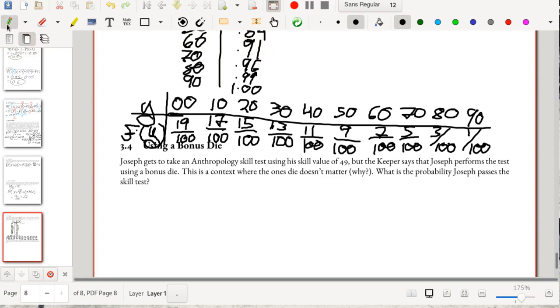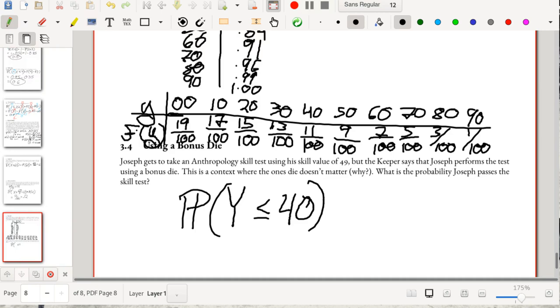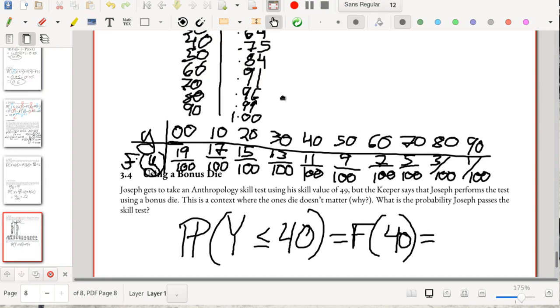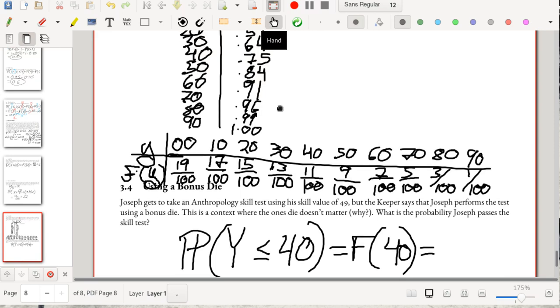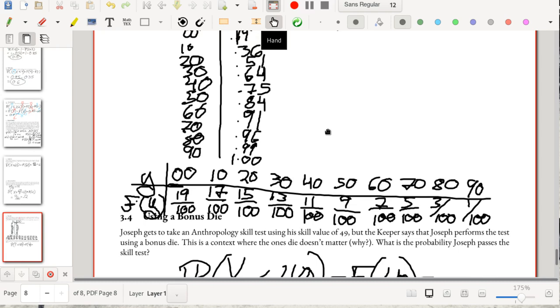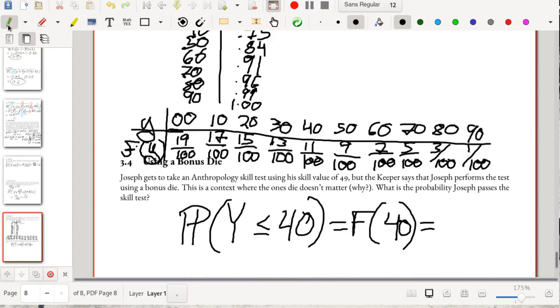In order to pass the skill test, all we really need is that X be less than or equal to 49. No, we're talking about the random variable Y now. Y is less than or equal to 49. And for that, we've got a CDF for Y. So what is the CDF at 40? 0.64, right? No, 0.75. That table isn't very well aligned. 0.75. So basically, the bonus die makes it so that he's actually quite likely to pass, whereas if he didn't have the bonus die, his chance of passing is 0.49 or 49%.